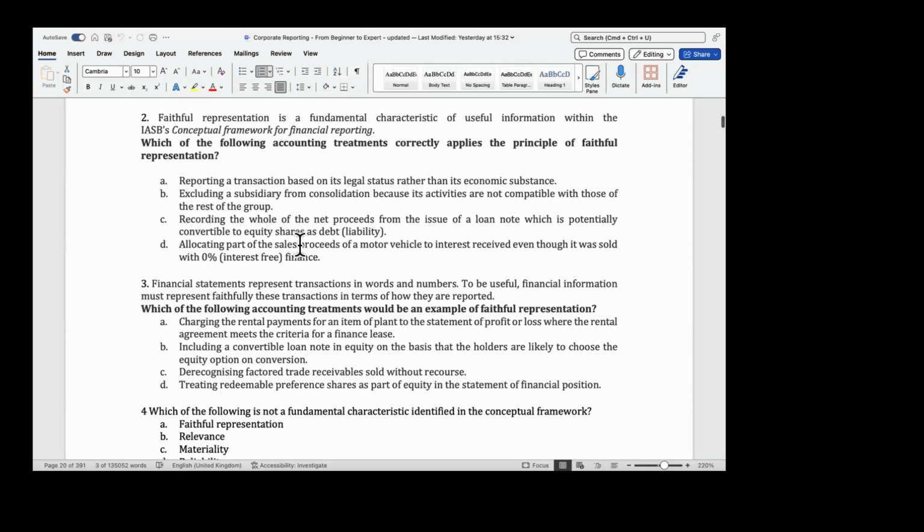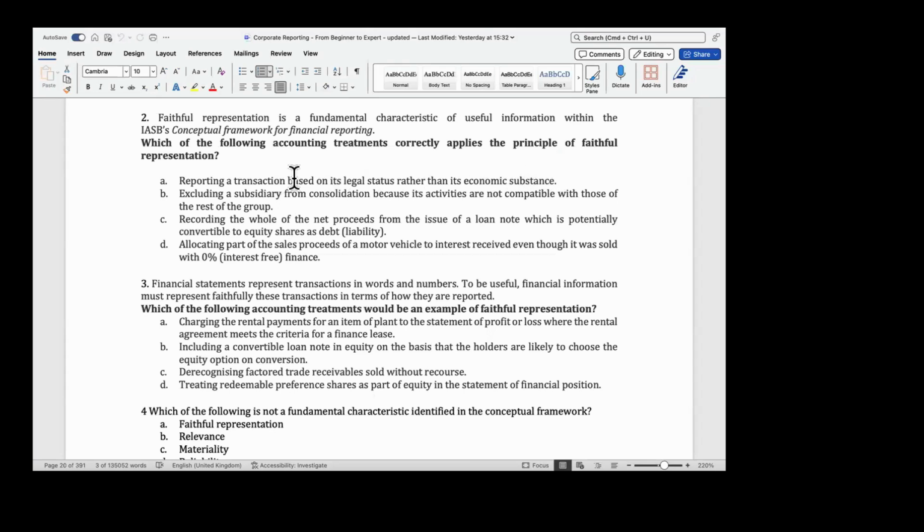Okay. Question 2. Faithful representation is a fundamental characteristic of useful information within the IASB's Conceptual Framework for Financial Reporting. Which of the following accounting treatments correctly applies the principle of faithful representation? A, reporting a transaction based on its legal status rather than its economic substance.